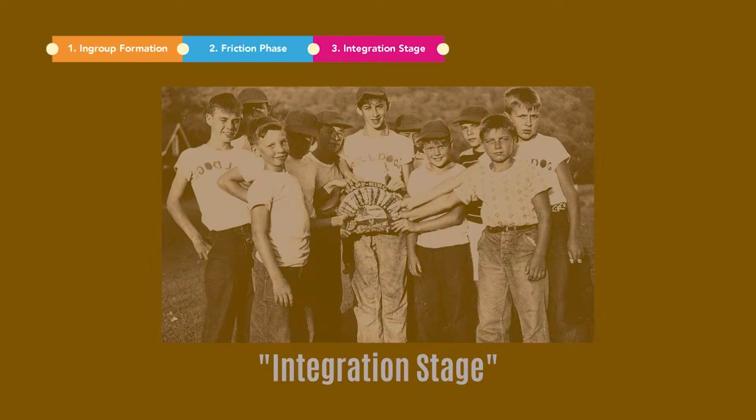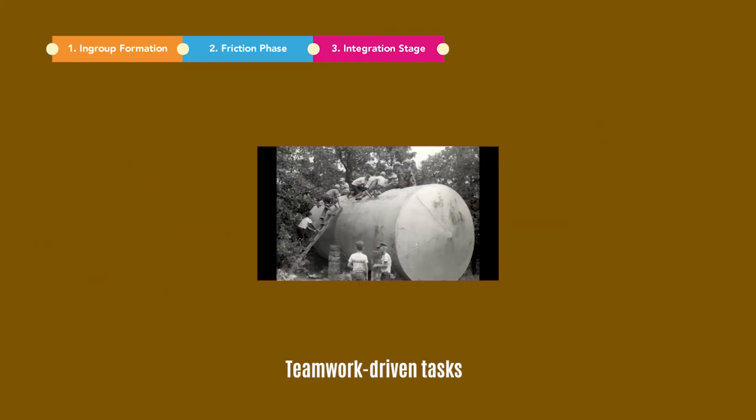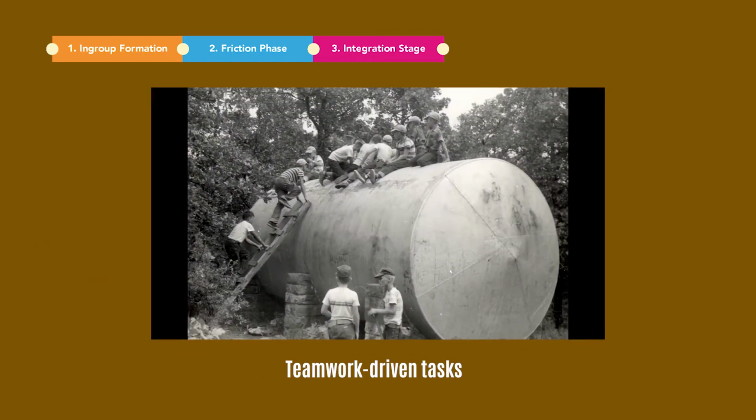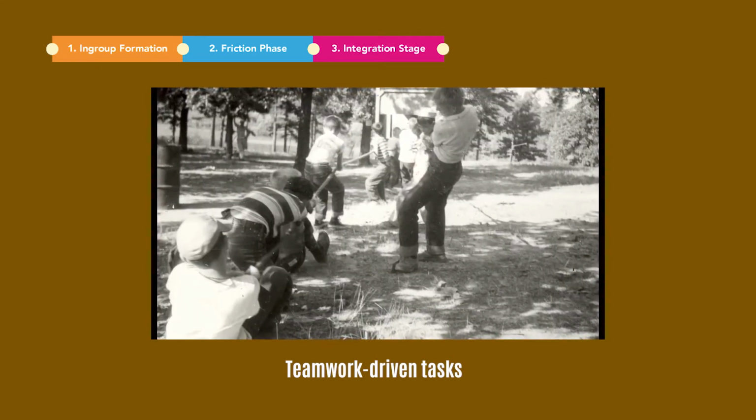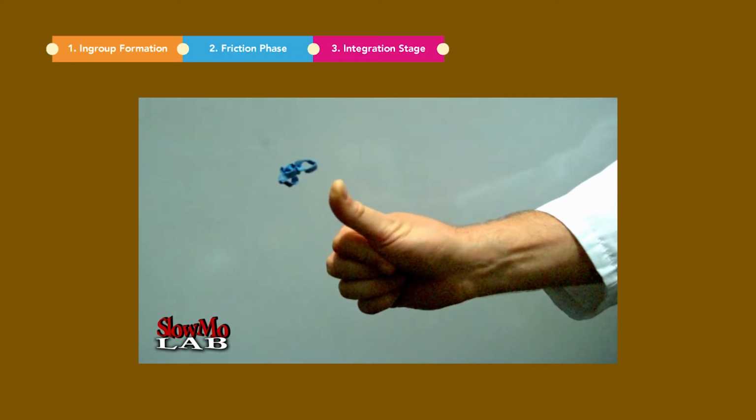So as you could imagine, the third stage of the study is the integration stage. During this stage, teamwork-driven tasks were given to have both groups work together on goals that both cared about. For example, they had to fix the camp's water supply, which was intentionally cut off by the researchers. Throughout the activities of shared goals, the tension between the two groups was gradually reduced.